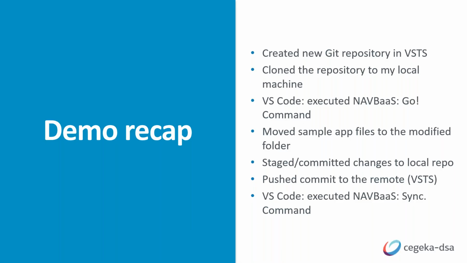So demo recap, we created a new Git repository in VSTS. I've cloned it to my local machine. I've executed the go command to set up the extension, where I had to select my Git repository folder and my development license file. I've moved the sample app files to the modified folder. I've staged and committed changes to my local repository. Then I've pushed the commit to the remote, which is VSTS in this case, but this could also be GitHub or whatever. And I've synchronized my container with the sync command.